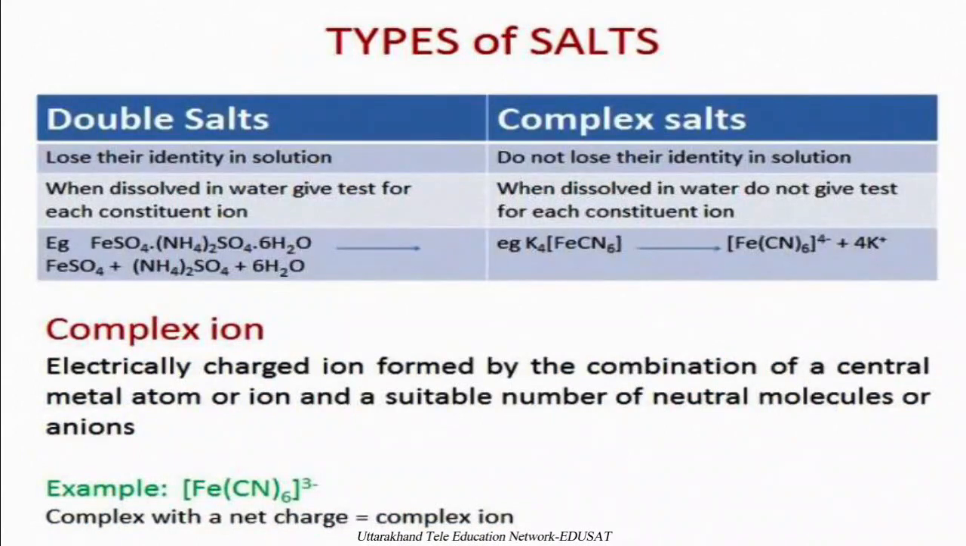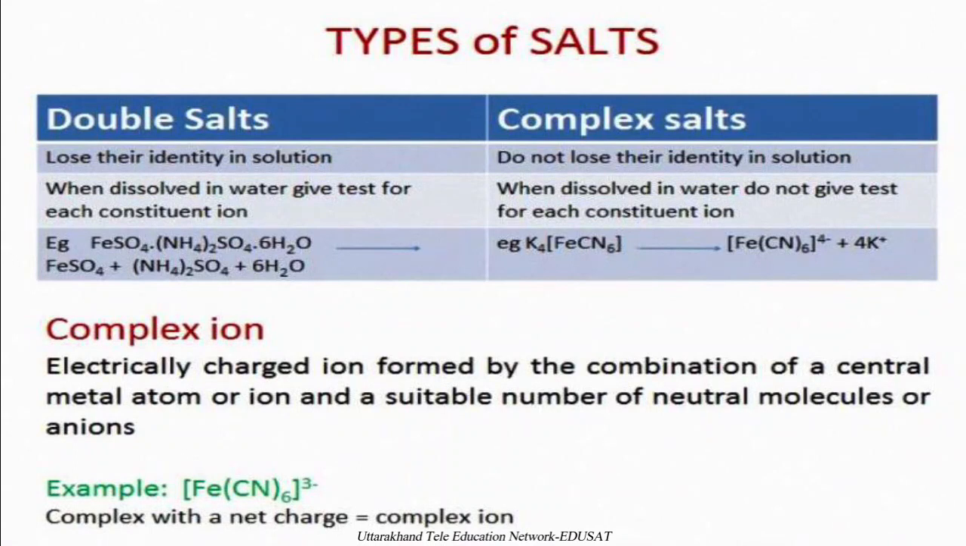What about salts? We have different types of salt. For example, NaCl, ammonium chloride, ferrous sulfate, and the nature of these salts is single salt. We have another variety of salts, double salts or complex salts. What are double salts? Here we can define these two types of salt in a separate sheet. First, double salts lose their identity in solution.